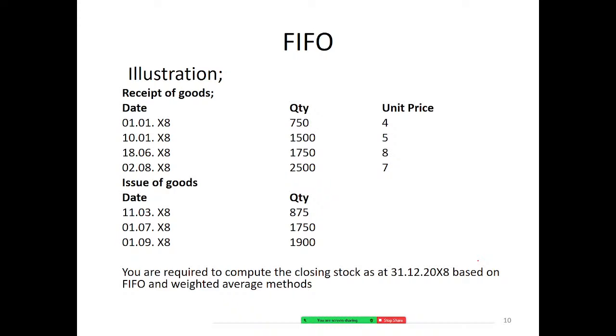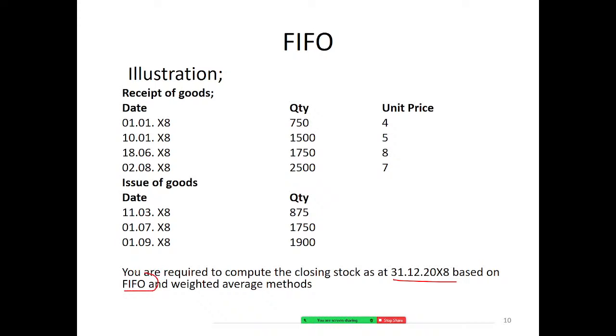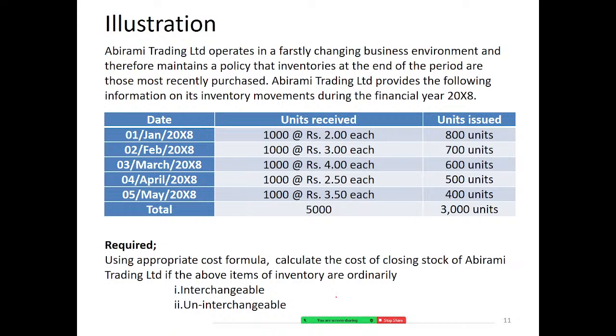This is another example, so we can work on this. You are required to compute the closing stock as at 31st December 2018 based on the FIFO as well as the weighted average method. You can do it on your own. If you have any issues, you can contact me. This is a little bit different. The question is, using the appropriate cost formula, calculate the cost of closing stock of Abirami Limited if the above items of inventory are ordinarily, number one, interchangeable. Interchangeable means you can use the FIFO method or you can use the WEM method.